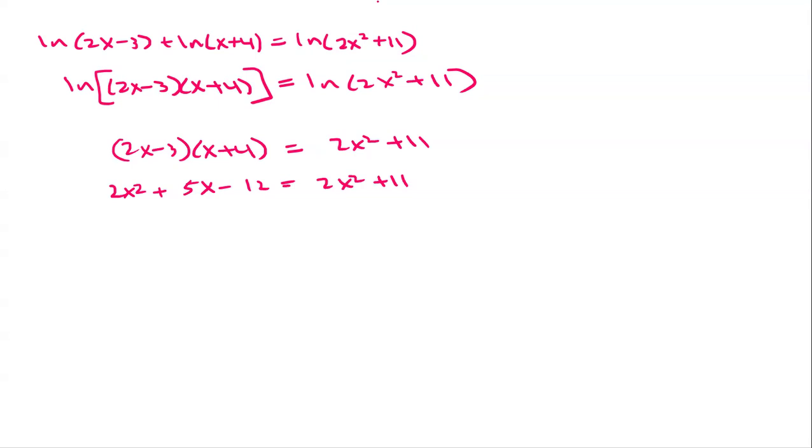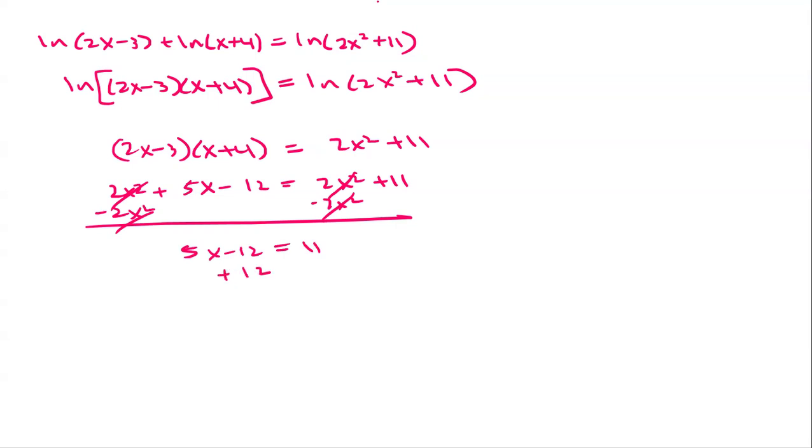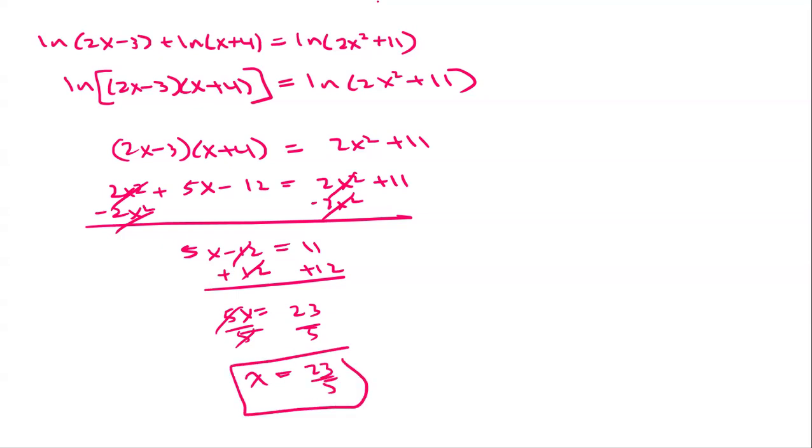And then we combine our like terms. So minus 2x squared, minus 2x squared, that cancels. That gives us 5x minus 12 equals 11. Then we add 12 on both sides. So this 12 cancels, giving us 23. Okay, and then divide both sides by 5. So x is 23 over 5.